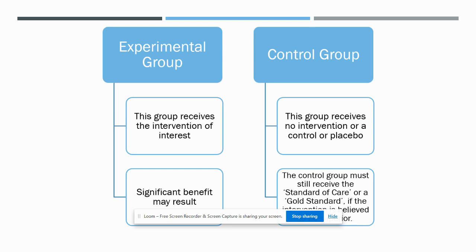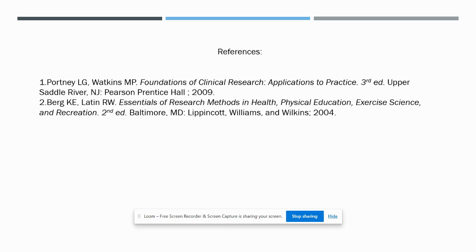Now, here's the thing. Like we just mentioned, the control group in an experimental study generally either receives no intervention or placebo. But in a study, particularly one centered around therapeutic effects of a treatment or a drug, the control group must receive standard of care or the gold standard if the intervention is believed to be superior. So we must provide the standard of care or the gold standard to the control group, particularly if there is a presumed benefit to the treatment.